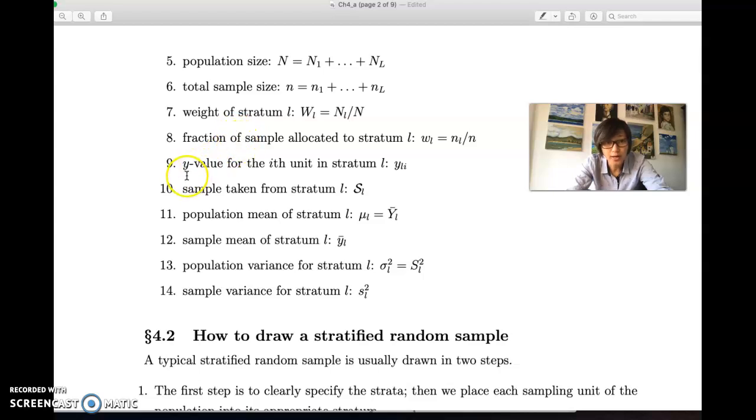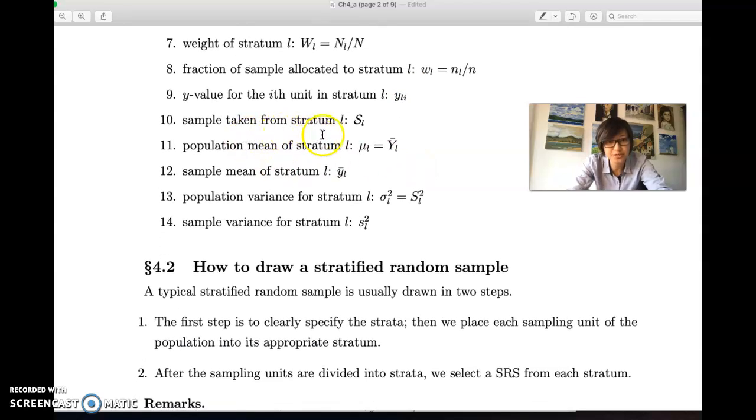The Y value of the ith unit in stratum l. So in a particular district, we collect the value. So a particular person from Wan Chai would be Y_Wan Chai, the fourth person, etc. Those are the values collected, like the income level. Sample taken from stratum l indicates the entire sample in Wan Chai, including this person and some other people from Wan Chai.